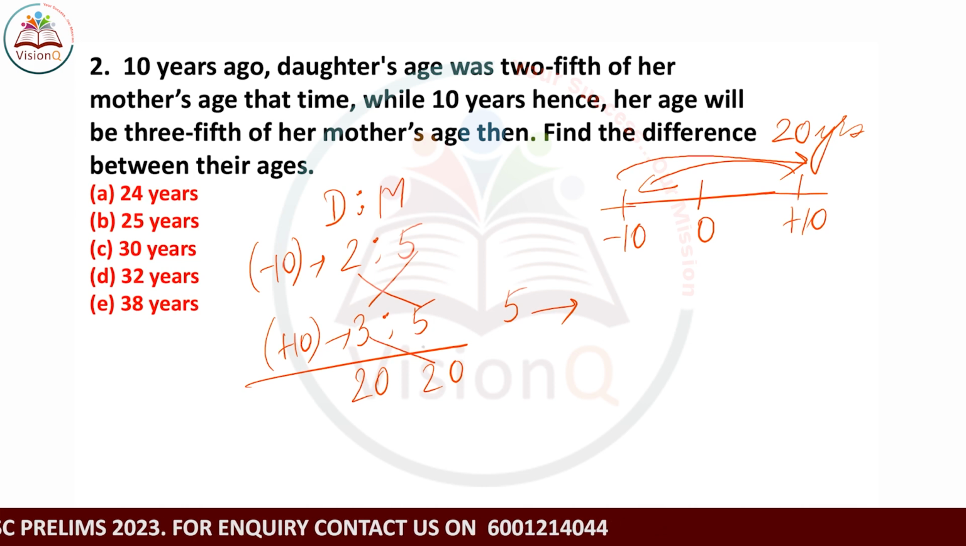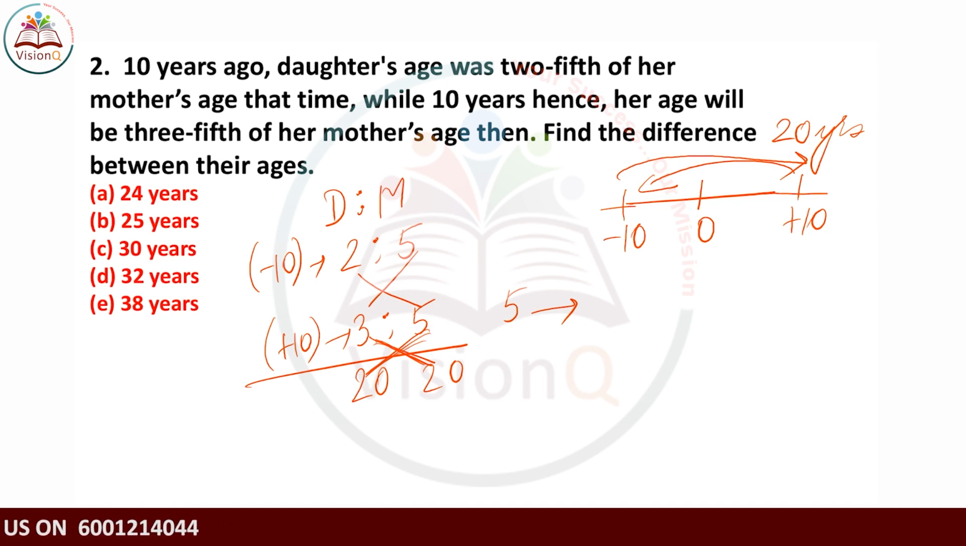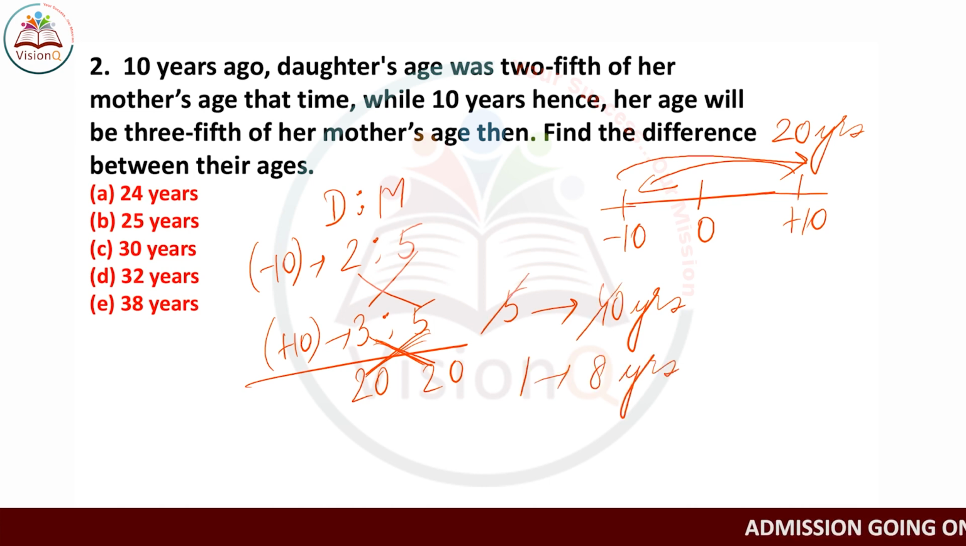Now multiply these two numbers. So 3 into 20 is 60. 20 into 5 is 100. Then subtract the larger and the smaller. So 100 minus 60, which is 40 years. So 5 will represent 40 years. If 5 is 40 years, 1 is 8 years. Okay, 1 represents 8 years.